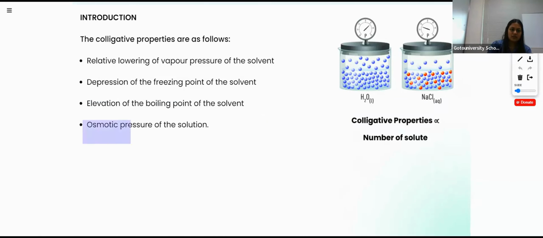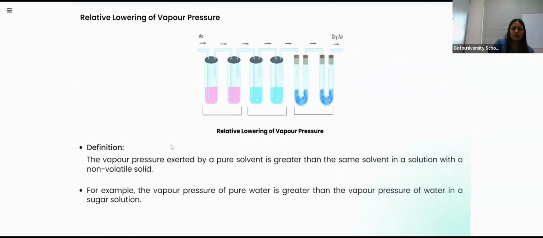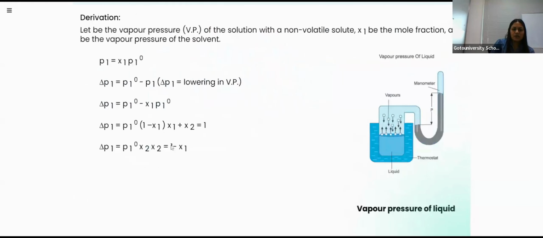We have just discussed the osmotic pressure. What is the osmotic pressure? The pressure we apply to stop the process of osmosis. What is osmosis? Can anyone tell? Osmosis is where the solvent particles move through the semi-permeable membrane from the lower concentration region to the higher concentration region. This is for relative lowering of vapor pressure.